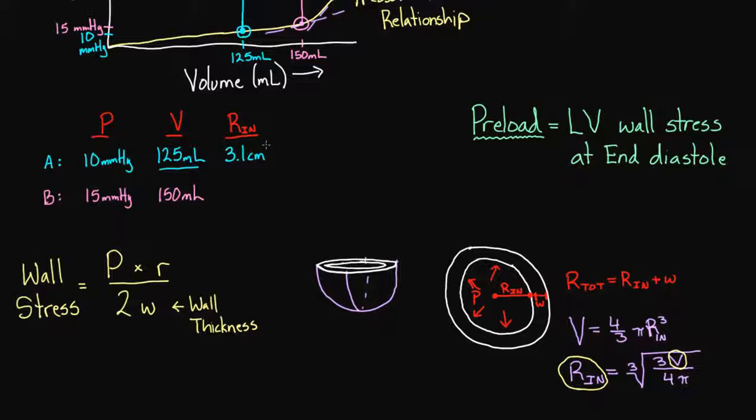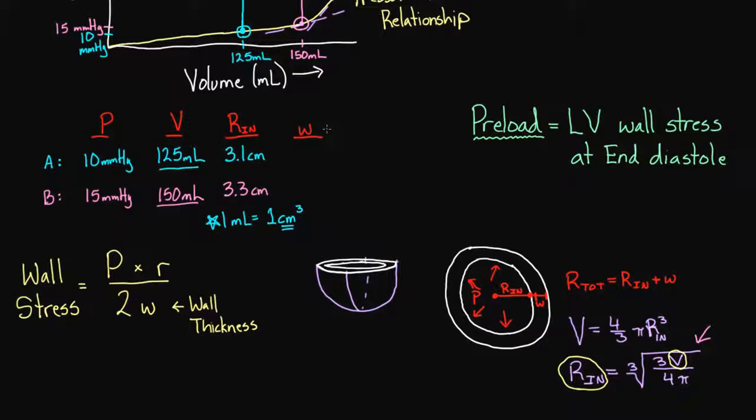And you might think, how in the world do you get from milliliters to centimeters? Remember that 1 milliliter equals 1 cubic centimeter. That's nice because when you take the cube root, you get centimeters left behind. So that's situation A. In situation B, if I plug in 150 into this equation, my radius on the inside becomes 3.3 centimeters.